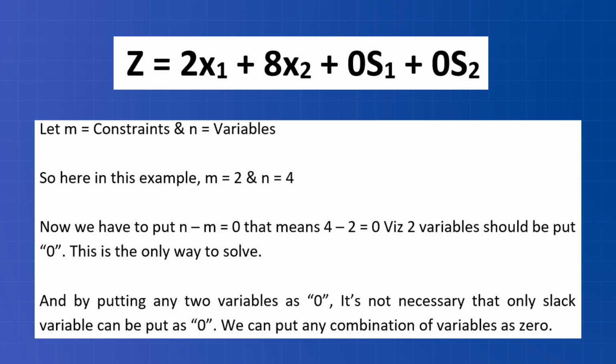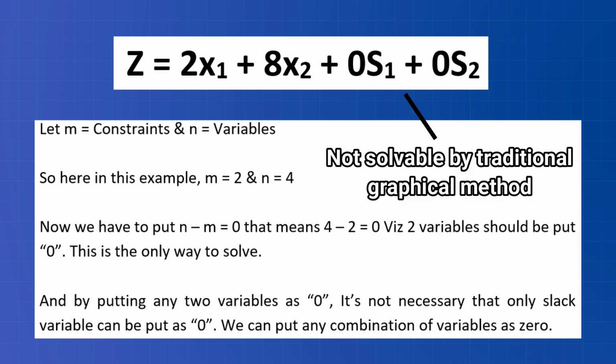Now, the objective function must also be modified. However, it will not affect the structure of the objective function, but this is general practice. So we will write z is equal to 2x1 plus 8x2 plus 0s1 plus 0s2. So with these three equations, we have four variables x1, x2, s1 and s2. And hence we cannot solve it using the traditional graphical method.